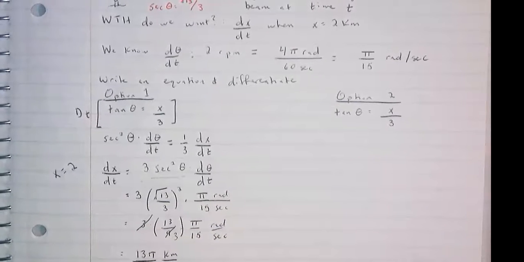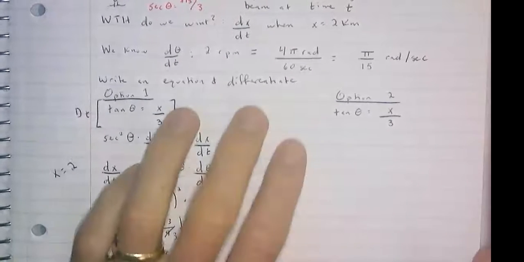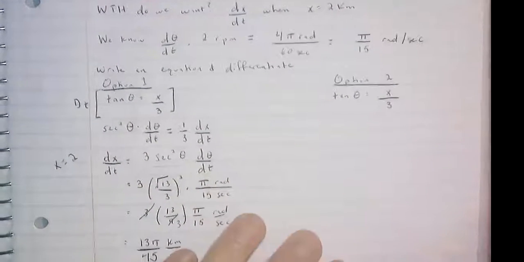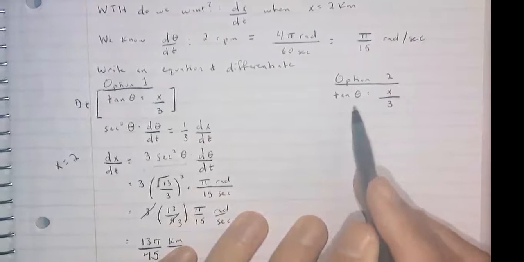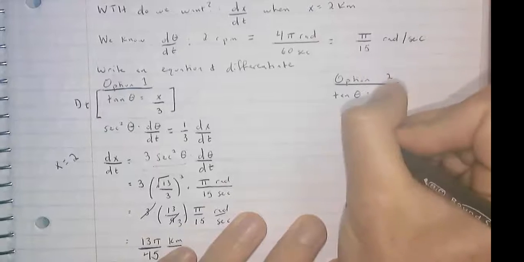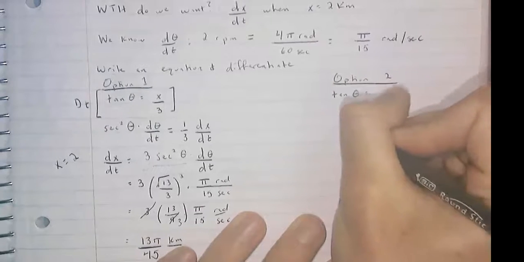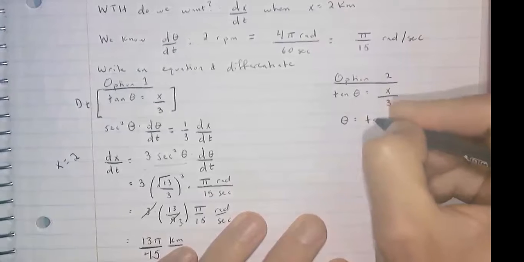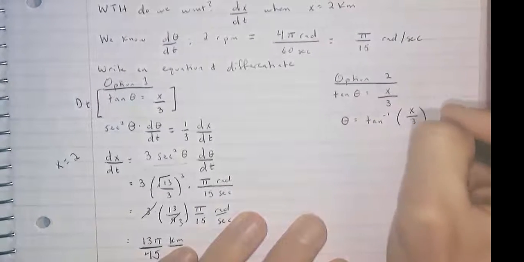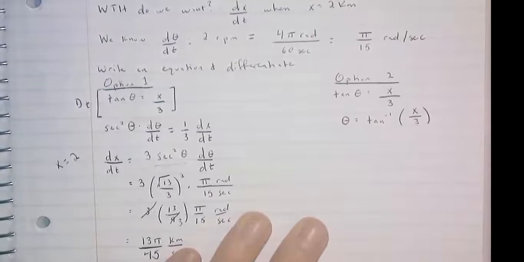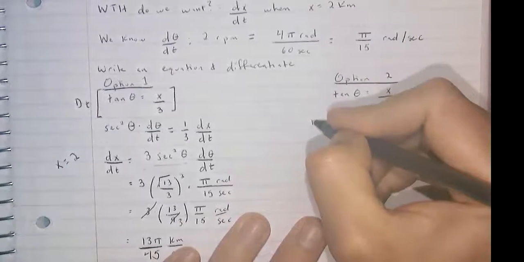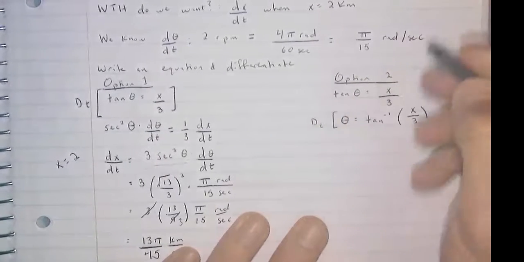What do I mean by that? At this first step, instead of going straight to differentiating, we could have turned this into a different equation. If the tangent of theta is x over 3, well then by definition, that means that theta is equal to the inverse tangent of x over 3. Cool. And now we differentiate this, still with respect to t.